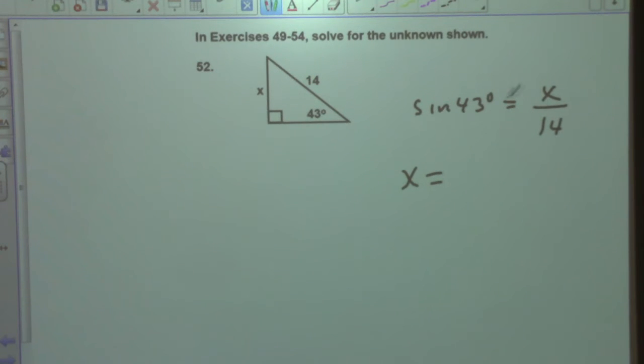You have to cross multiply, right? So 14 sine 43 degrees. Yeah. So now punch that in your calculator, and you have your answer, right? Okay, yeah. That's what I was confused about.